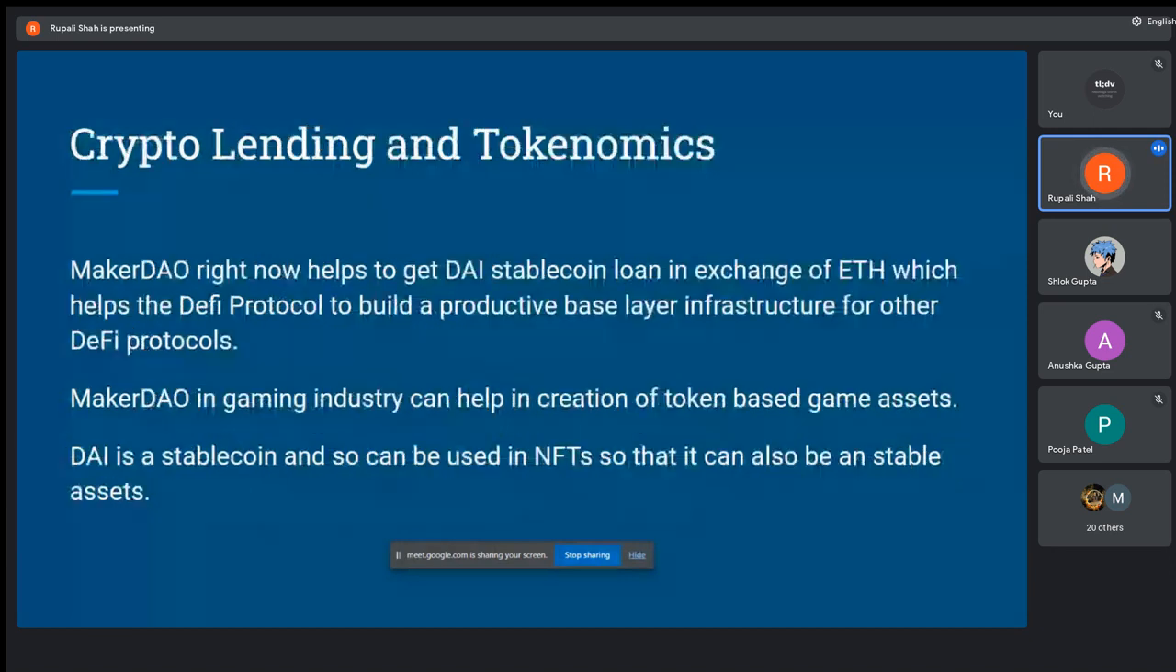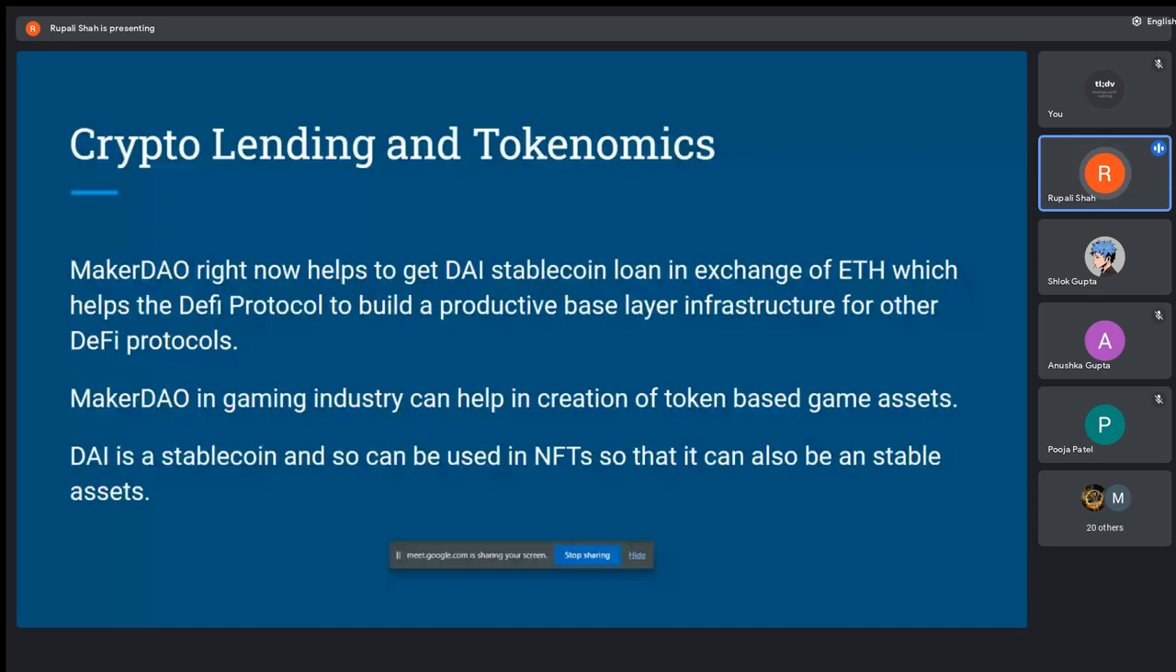Now, there are main use cases of MakerDAO. One is crypto lending, and the second one is tokenomics. If you are using MakerDAO, you create DAI stablecoins in exchange for Ethereum, and those DAI stablecoins are the base of many DeFi protocols. So it actually provides a productive base layer infrastructure for other DeFi protocols.